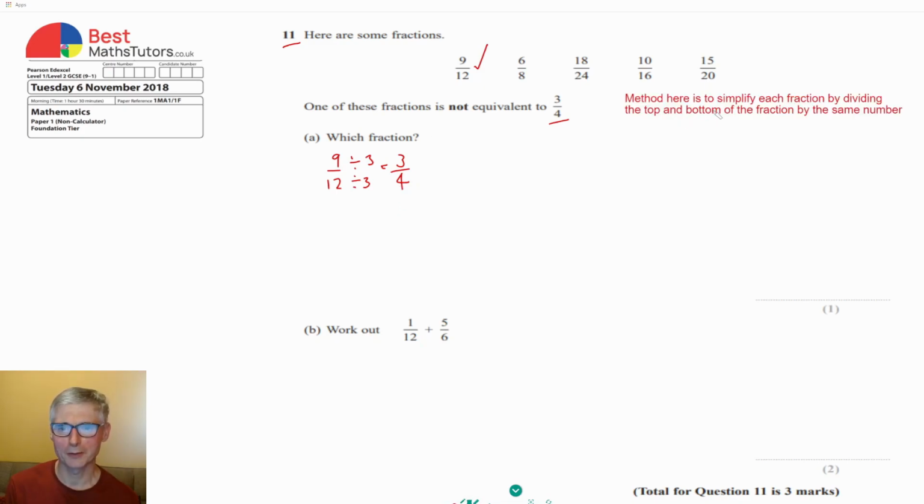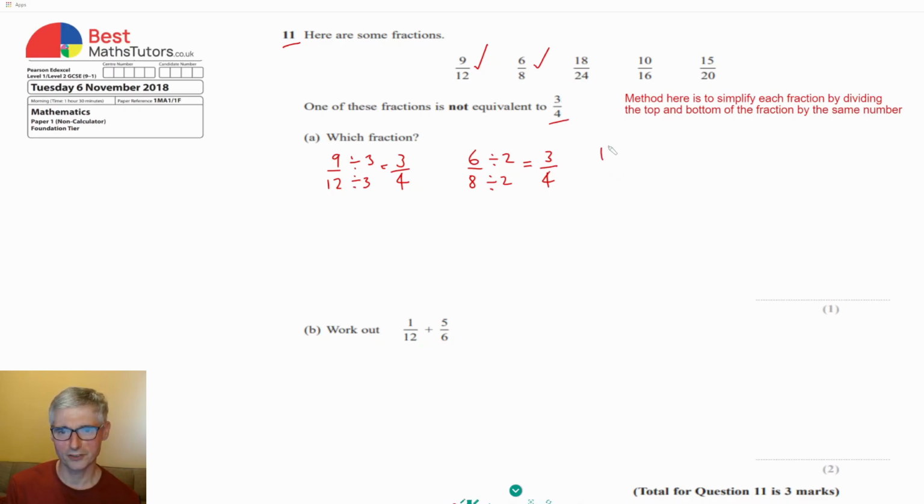So we can see that the method here was to simplify each fraction by dividing top and bottom. So what we did, divided the top by 3 and the bottom by 3, by the same number. So I'm going to do the same thing to the 6/8. So 6/8, I'm looking for a number that will divide into the top and the bottom, and we can see they'll both divide by 2. So if I do that, I end up with 6 divided by 2 will give me 3, and 8 divided by 2 will give me 4. So that again is 3/4. So that one is equivalent to 3/4.